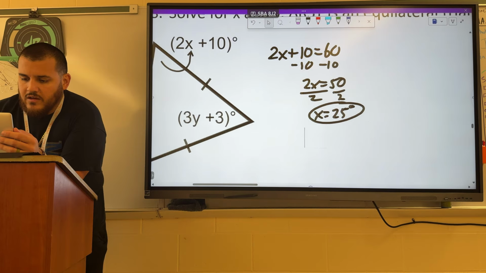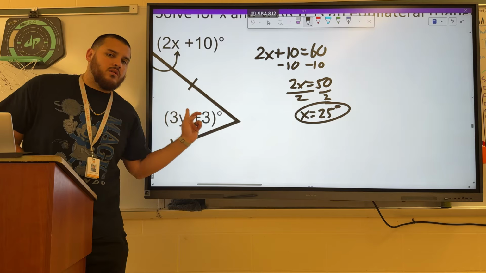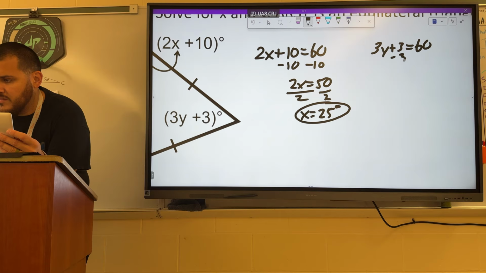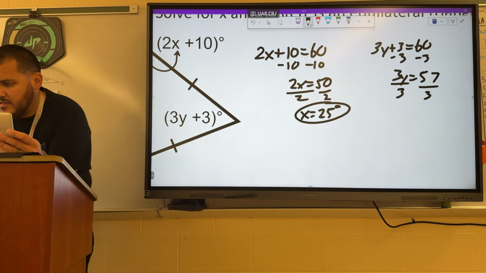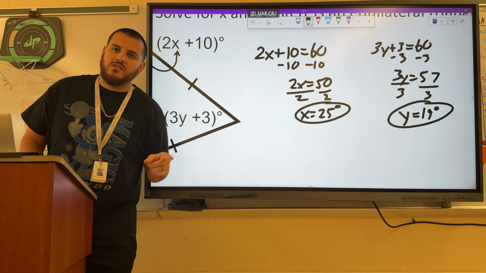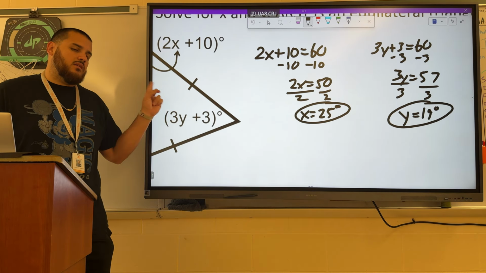Then we do the same thing for y. That's an angle in an equilateral. It has to equal 60 degrees. So 3y plus 3 has to equal 60. We can subtract 3 from both sides to get 3y equals 57. Then divide both sides by 3 to get y equals 19 degrees in that example. Remember, equilateral triangles, the angles have to be 60 degrees each.